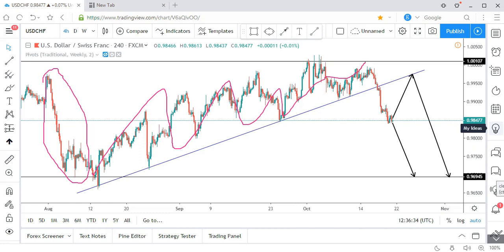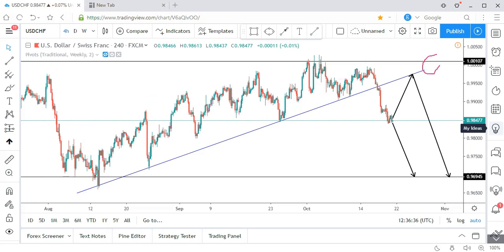So on this chart you see there's a key turning point here, the 1.001 level. See price rejections from this zone. So this gives you clues that price may likely move to the downside again. This is the trend line.